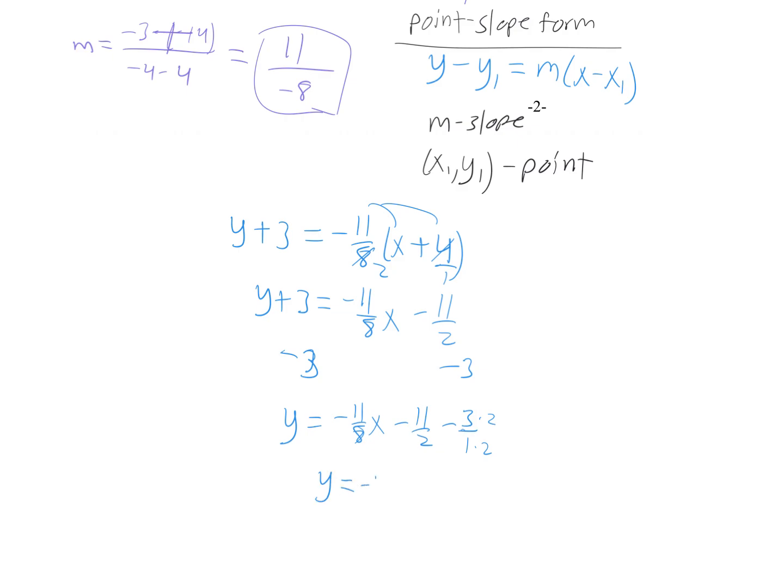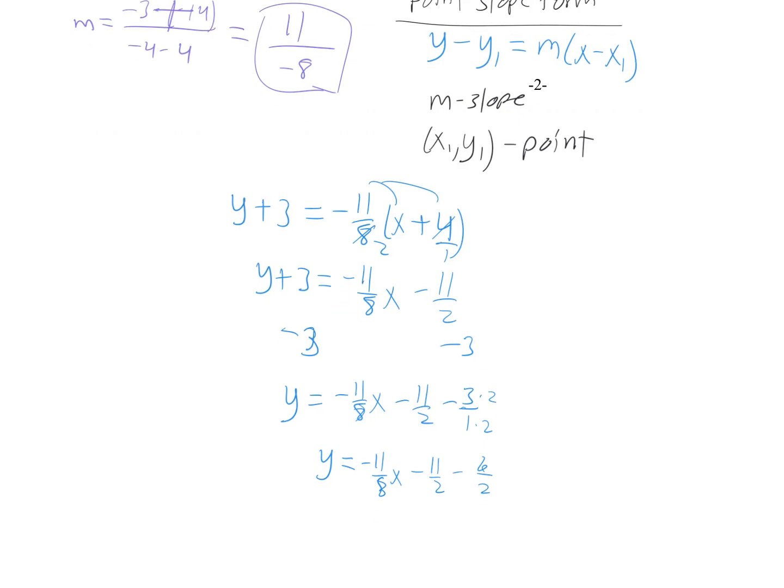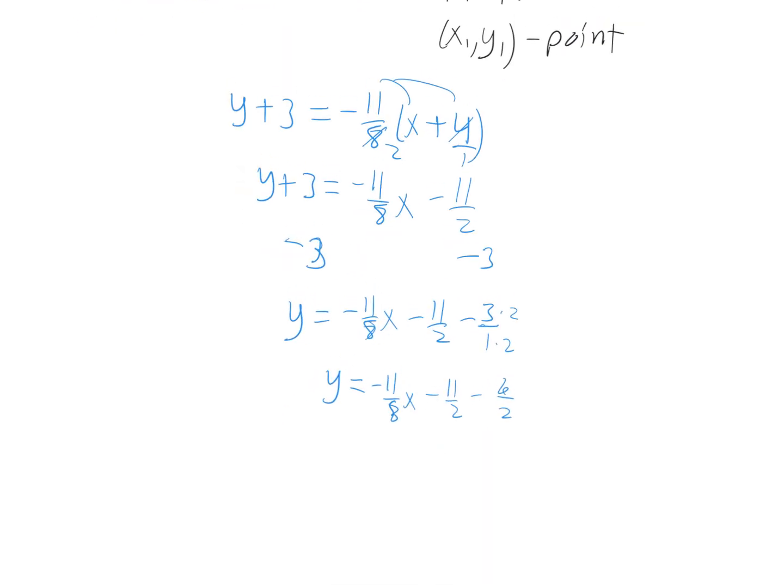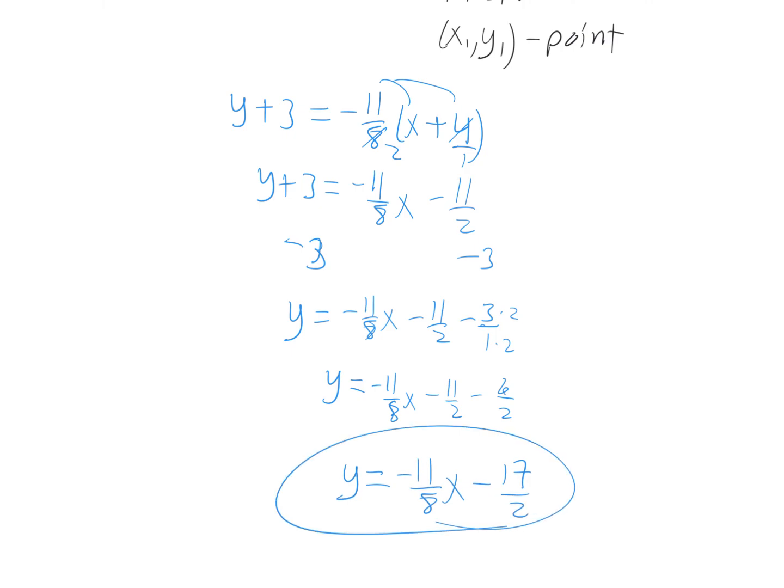And then we get y equals negative 11 over 8x minus 11 over 2 minus 6 over 2. And then from here, we just want to combine negative 11 minus 6 and write it over 2. And the equation of our line is going to be y equals negative 11 over 8x minus 17 over 2.